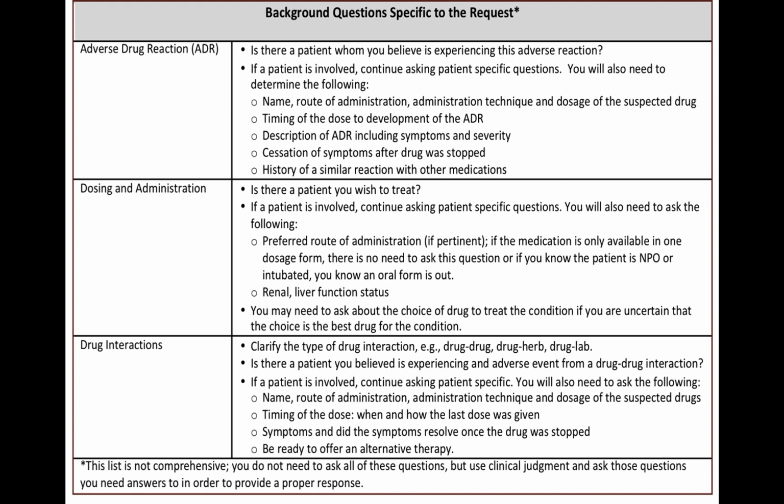For drug interactions, you need to clarify the type of interaction, whether it's a drug-drug interaction, drug-herb interaction, drug-lab interaction, or drug-food interaction. You need to find out if there is a patient experiencing an adverse event from a drug-drug interaction. And if there is a patient involved, you want to find out the medications, the route of administration technique and dosages, the timing of the dose, when was the last dose given, the symptoms, and did the symptoms resolve once the drug was stopped. And you want to be sure to offer an alternative therapy.